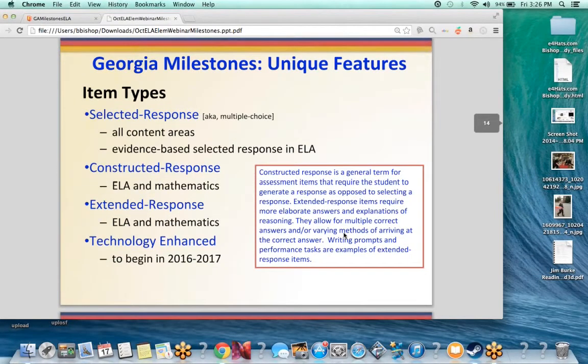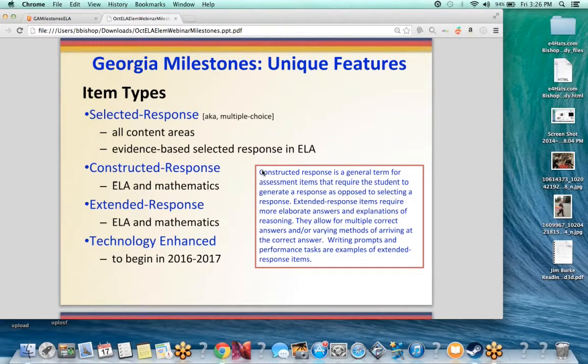We've been told that there are some unique features to the Georgia Milestones. We have not given up on the world of multiple choice. Multiple choice items remain and will remain on the Georgia Milestones, an easy way to elicit student demonstration of knowledge and skill. So there will be multiple choice questions. But in addition to that, there will be constructed response in both the ELA and the math, extended response in ELA and math, and also technology enhanced questions beginning in 2016-17.